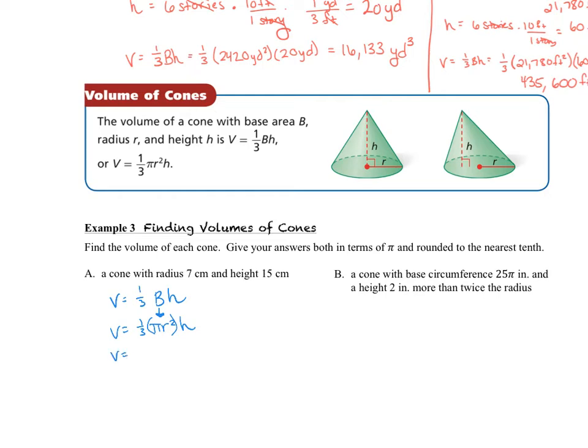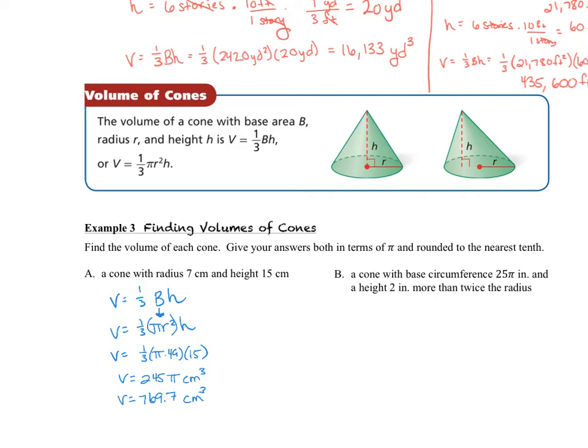So in this example, a cone with a radius of 7, so that's going to be pi times 7 squared, which is 49, times the height of 15, for an answer of, in terms of pi, 245 pi centimeters cubed. And in terms of rounding and calculating pi, that would be 769.7 centimeters cubed.